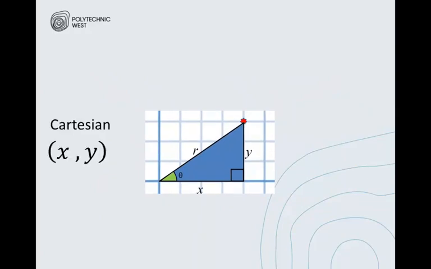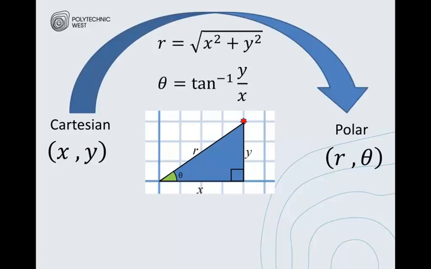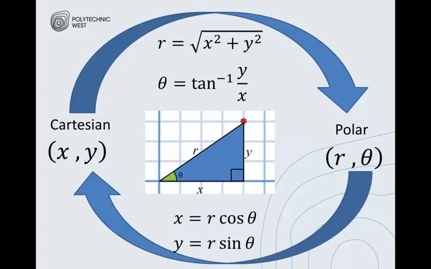And in Cartesian coordinates, we would put that point down as an x and y coordinate. In polar coordinates, we would put that down as a radius from the center, from the origin, and an angle from the horizontal, which is theta. Going from Cartesian to polar, we can use Pythagoras' theorem to give us the r value, the radius. The theta we'll find using an inverse tan function, which we'll do in the next lesson. Going from polar to Cartesian, we use the trigonometric functions cosine and sine.